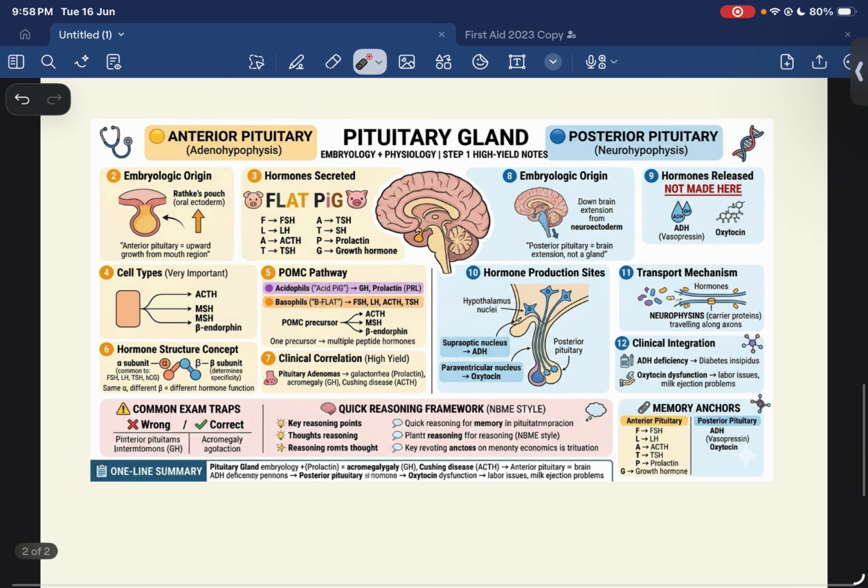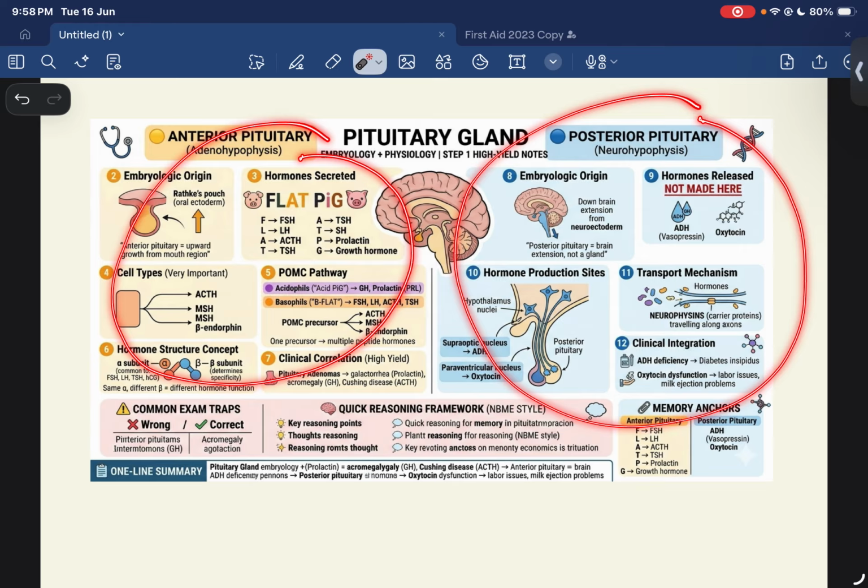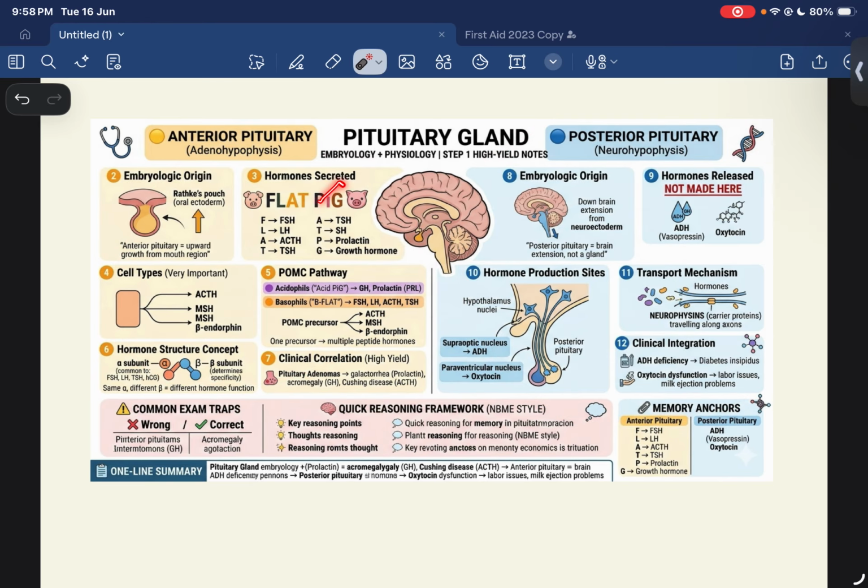Now, after discussing the anterior pituitary gland, we're going to be discussing the posterior pituitary gland. The anterior pituitary gland basically produces its own hormones, whereas the posterior pituitary gland does not make its own hormones, but it does release them. The two of those are ADH, which is antidiuretic hormone, and oxytocin. They basically get these from the hypothalamus.